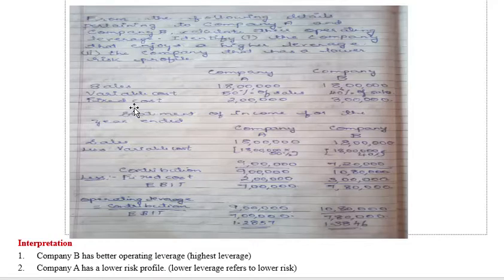Till here is the question, then it is the solution now. The heading is statement of income for the year ended. You have to draw three columns here. One is particulars, then company A and company B. Now you know, as usual, before calculating operating leverage, we have to prepare the income statement, because the formula is contribution divided by EBIT. To calculate contribution and EBIT, we have to prepare an income statement.